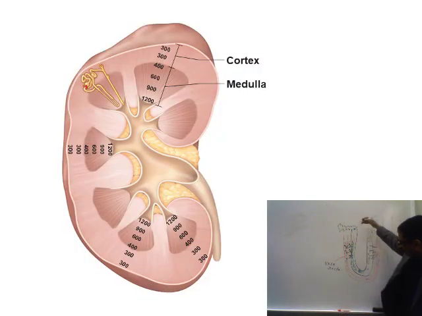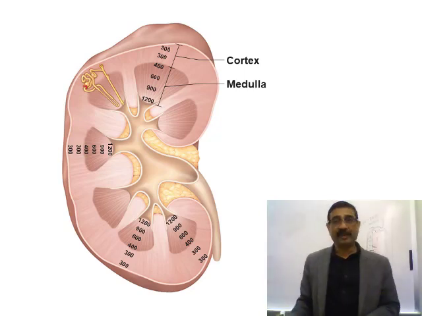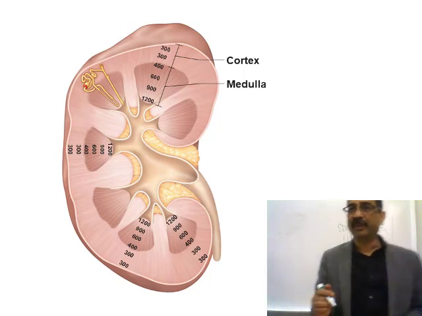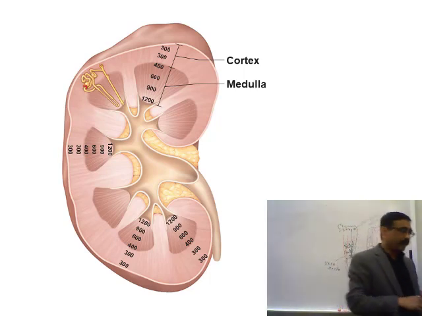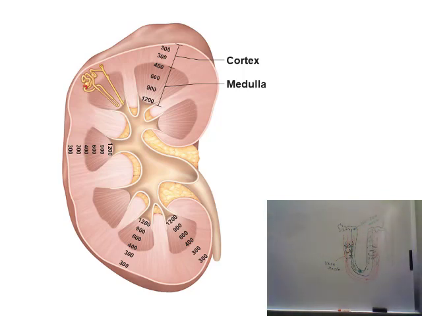Here, if you go all the way deep to the loop of Henle, 1200 to 1400 milliosmol, right? Remember that? 1200 to 1400, very high, several times. Now, you see how the nephrons are inside the kidney. So this is the pyramid, you must remember, and the lowest point of the loop of Henle is here.